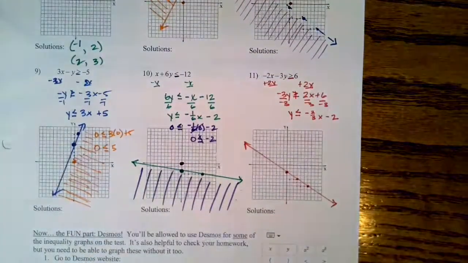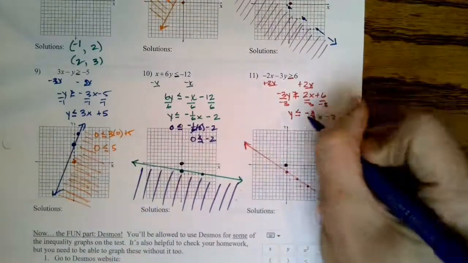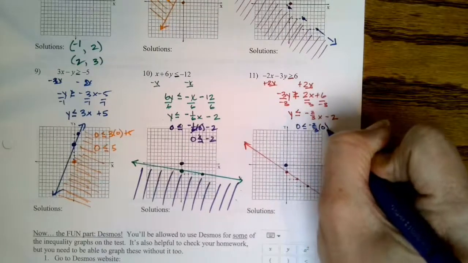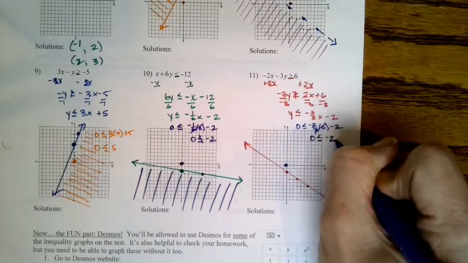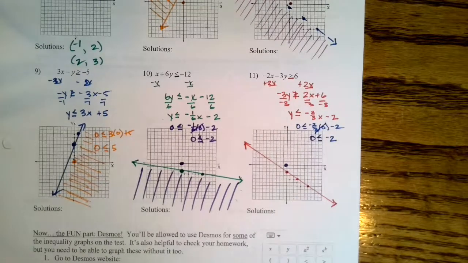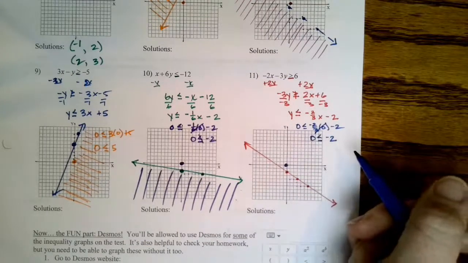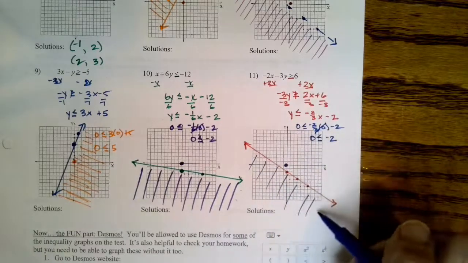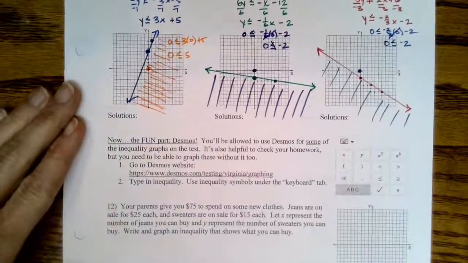We'll go ahead and pick 0, 0 as a test point. How does 0 compare to negative 2/3 times 0 minus 2? Is 0 smaller than negative 2? Nope, not true. So that means that, again, we're going to go ahead and color the side of the graph that does not have 0, 0.